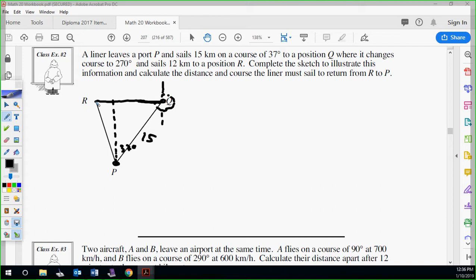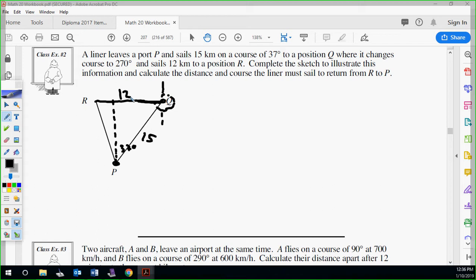All right, and then the last part, he sails 12 kilometers to R, so this is 12. Complete the sketch to illustrate this information and calculate the distance and the course the liner must sail to go from R to P. So we're trying to figure out what this distance is.